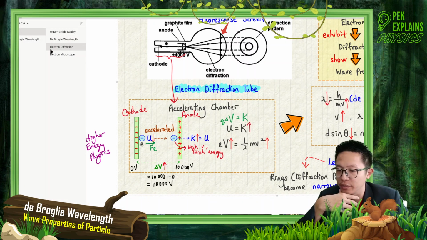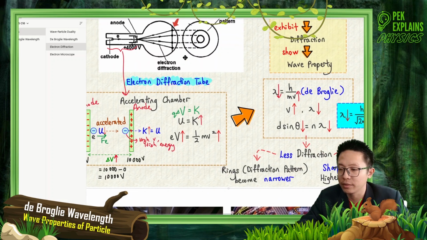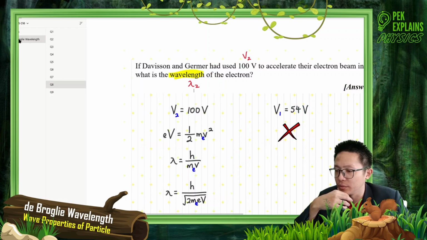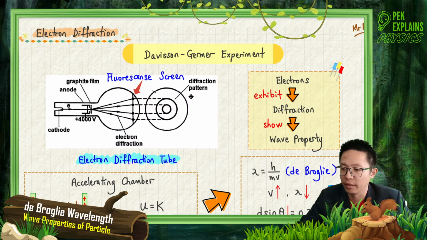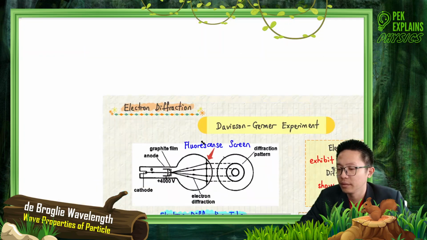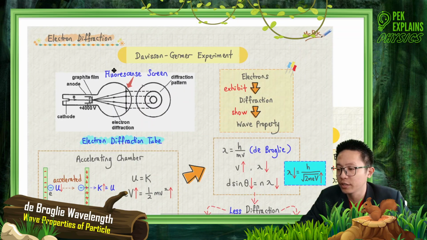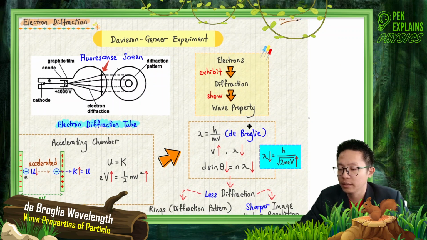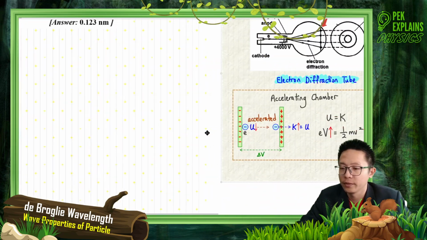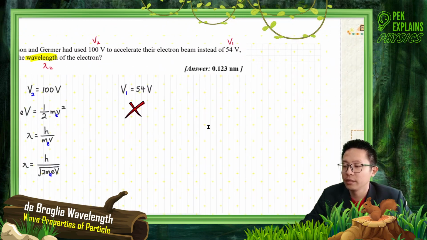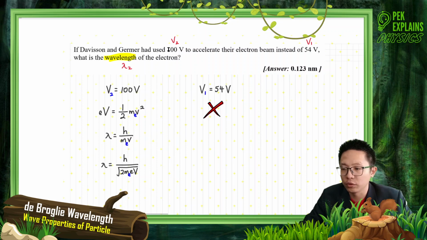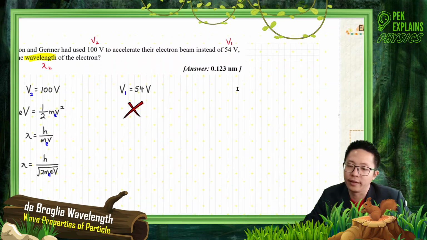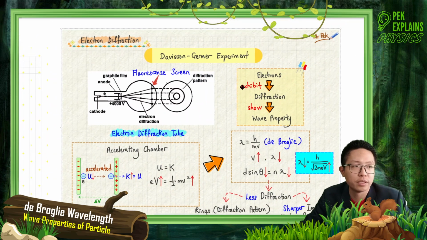Electron diffraction. This one. Maybe I just copy this one and go ahead with these questions. See this one? Still remember about the electron diffraction? So about the electron diffraction, see? How to relate the voltage to wavelength? So you see here, electron diffraction.